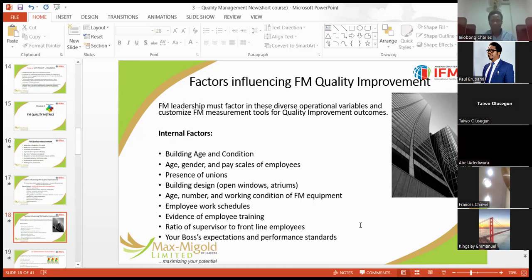Age, gender, and pay scales of employees. Now, when you have an age issue, for example, recently I wanted to fix the tile on the floor in my house, and I looked for a tiler for two weeks. I couldn't get anybody. When I eventually got somebody, it was an old man, and I was wondering, where are the young people? Where are the young people that are supposed to be in this discipline?